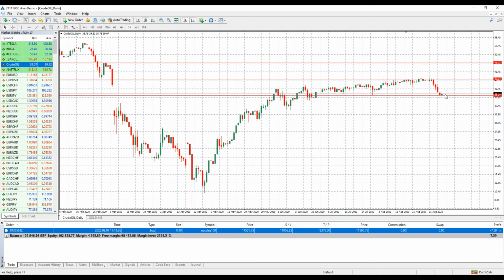Okay, so what we're looking at here now is the oil dropped into this gap. It's right in the middle of it, actually, the top and the bottom. But if you look here, you see this wick? That is a support level now. This wick right here acts as potential support on the chart. And you see that's not far down.